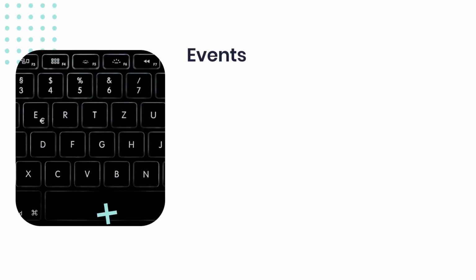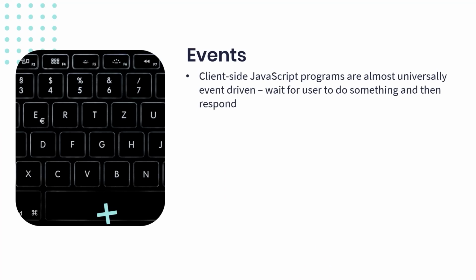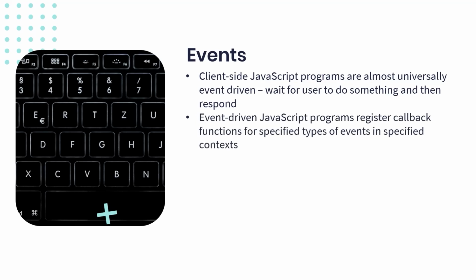The other kind of asynchrony is events. Client-side JavaScript programs are almost universally event-driven. This means that rather than running premeditated computation, they typically wait for the user to do something, and then respond to the user's actions. The web browser generates an event when the user presses a key on the keyboard, or moves the mouse, or even clicks the mouse button, or touches a touchscreen device. Event-driven JavaScript programs register callback functions for specified types of events in specified contexts. And the web browser invokes those functions whenever the specified event occurs.